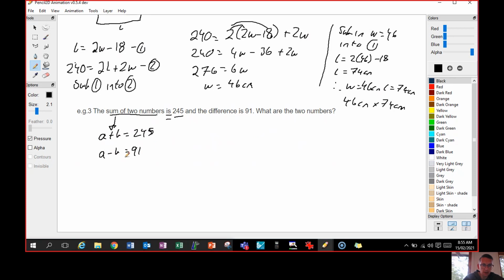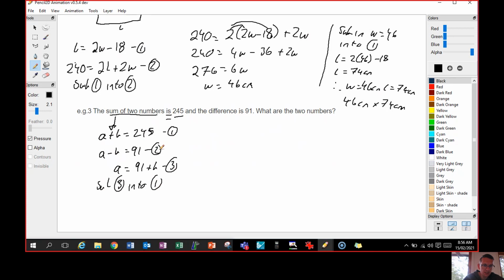This one you'd probably rearrange. So I'm going to call this 1. I'm going to call this 2. I'm going to rearrange this for A just because then I've got a positive B. It would be 91 plus B. I'm going to call that equation 3. I'm now going to substitute this one into that one. So sub 3 into 1.